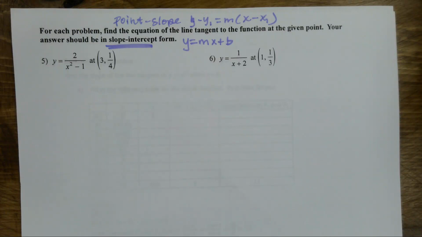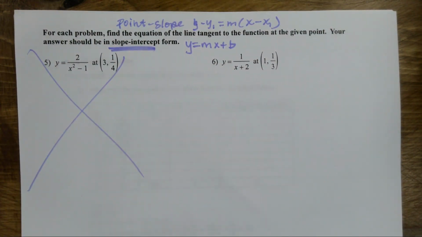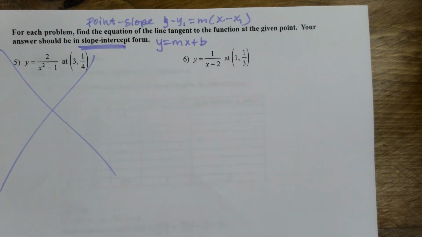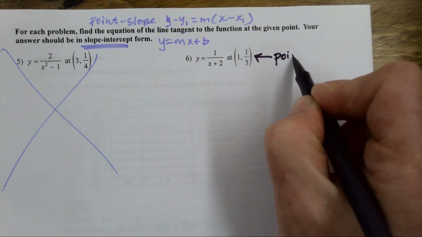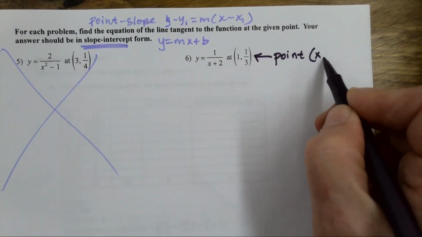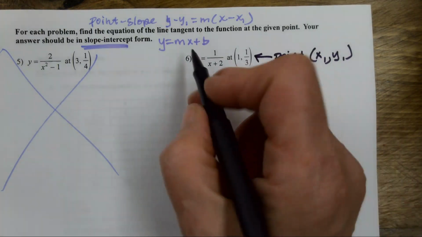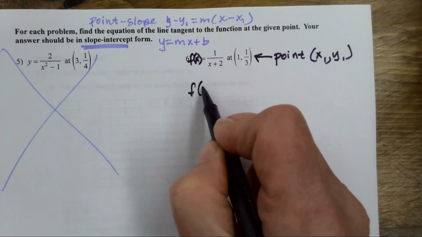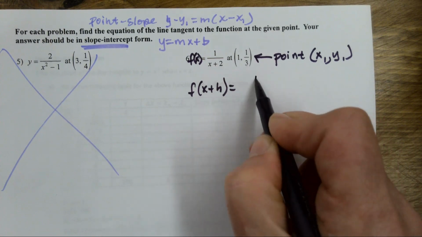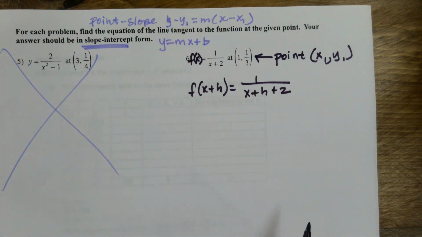The slope comes from the first derivative, so we're going to go through that process again. Let's skip 5. Again, I don't like the x squared in the bottom. We'll jump on to 6. Right here is the point. That is the x1, y1 part of this. When I find the derivative, that will help me find the slope.